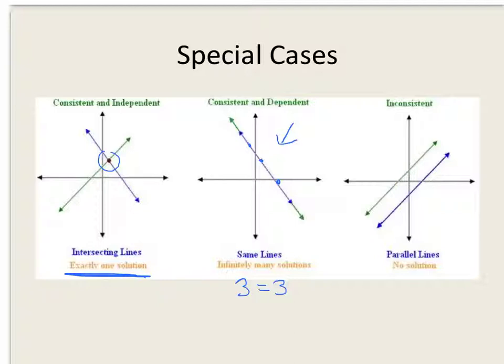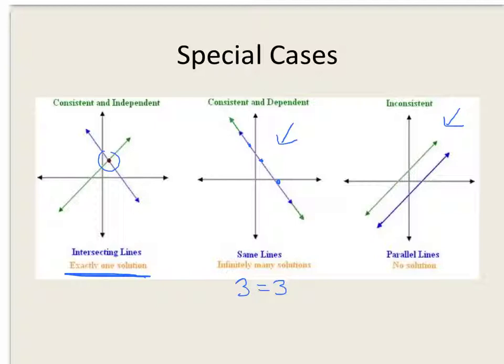The other special case happens when you have two lines that never intersect. They never cross anywhere, so they have no points in common. There's no x and y that make both equations true. This happens when you have parallel lines, as seen here. They never cross, so there's no solution that works.